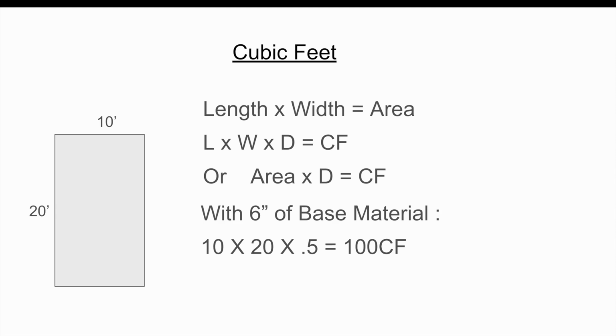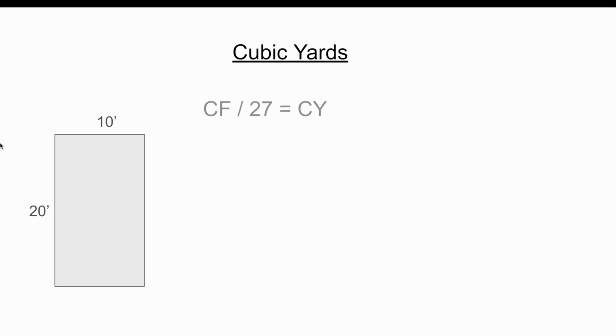So let's execute our formula. We will multiply 10 times 20, which is 200, and multiply that by 0.5, which is 100. So we'll need 100 cubic feet of base material. Now, most aggregate is sold by the cubic yard. So to convert our cubic feet to cubic yards, we simply divide the cubic feet by 27. This gives us approximately 3.7 cubic yards.